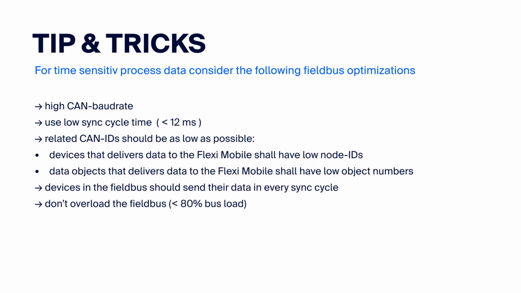It is particularly important to minimize latency and jitter effects when motion data is transmitted via CAN. The optimization measures listed should therefore be taken into account.